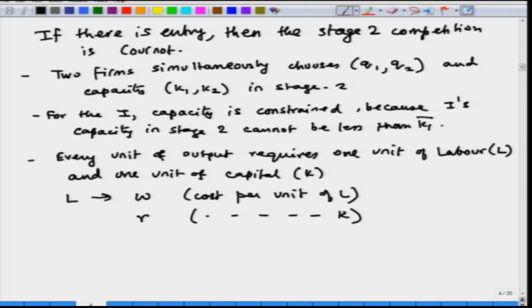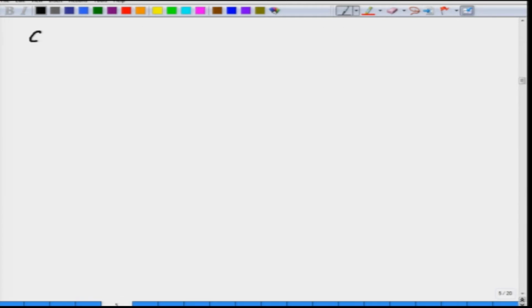So, let us write down the cost functions for the two firms. Firm 1's cost is going to depend on what output it is going to produce in stage 2. Well, its cost is going to be W times Q1 plus R times K1 bar if Q1 is less than or equal to K1 bar, right. So, if it chooses an output which is less than its capacity that it has built in stage 1, then its cost is going to be W times Q1 plus R K1 bar.